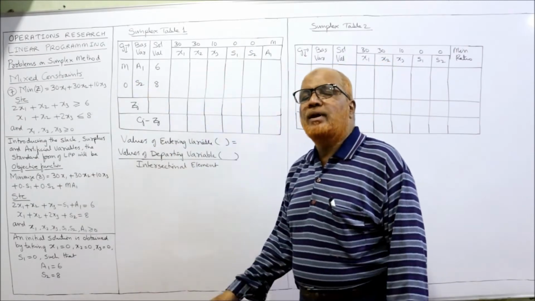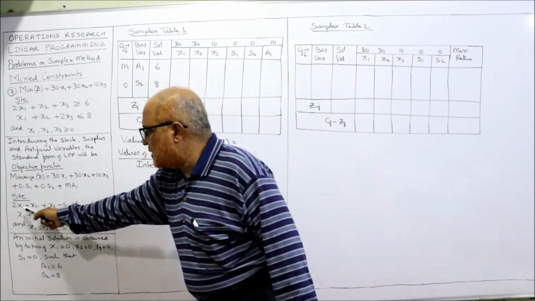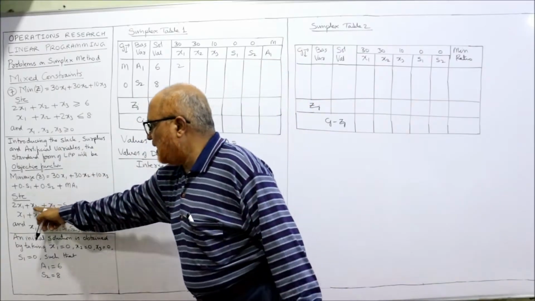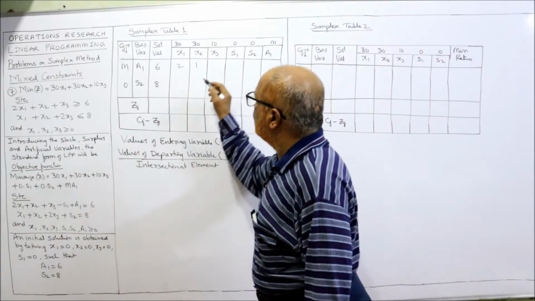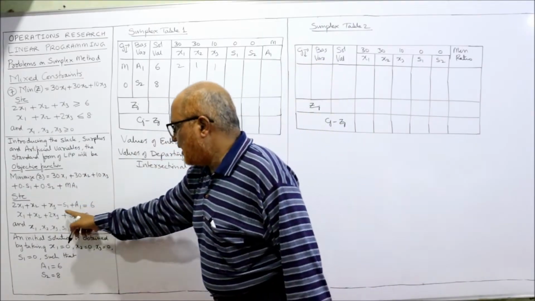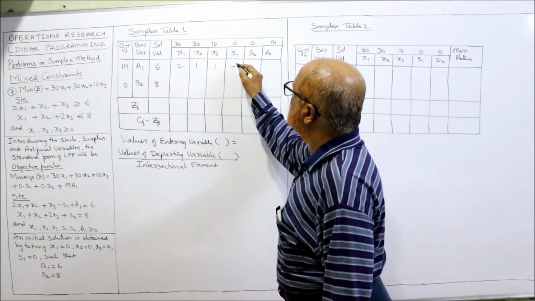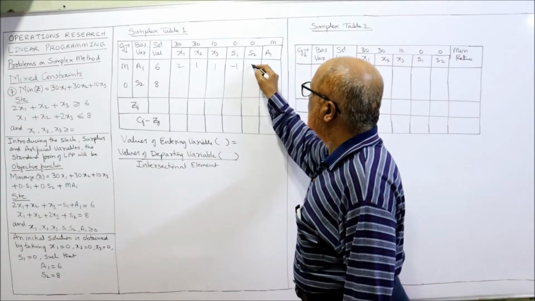Now we take the coefficients of the constraints. The first constraint is 2x1, so 2 here. 1x2, so here 1. 1x3, so 1. And then s1 is minus 1, and a1 is plus 1. That's all. Here 0.